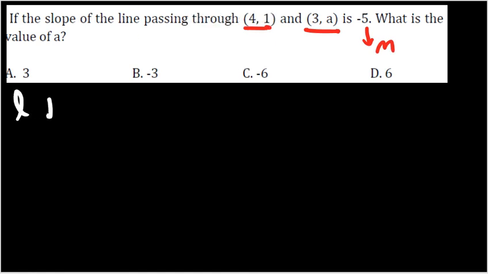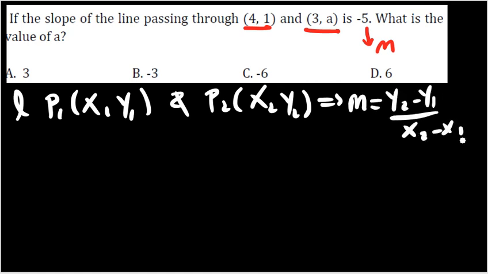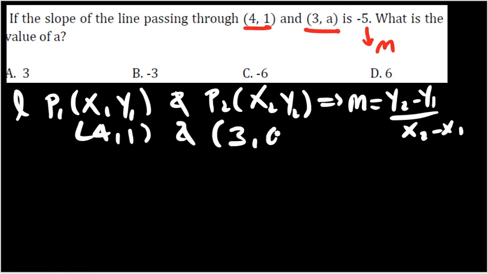If a line passes through 2 points like x1, y1, and another point, let's say p2, which is x2, y2, from this we can say the slope of the line will be y2 minus y1 over x2 minus x1. This time the 2 points are, what are they? 4 and 1, the first point, and the other point is 3, a. And the slope is already given to you, 5. So we can say 5 is equal to a minus 1.